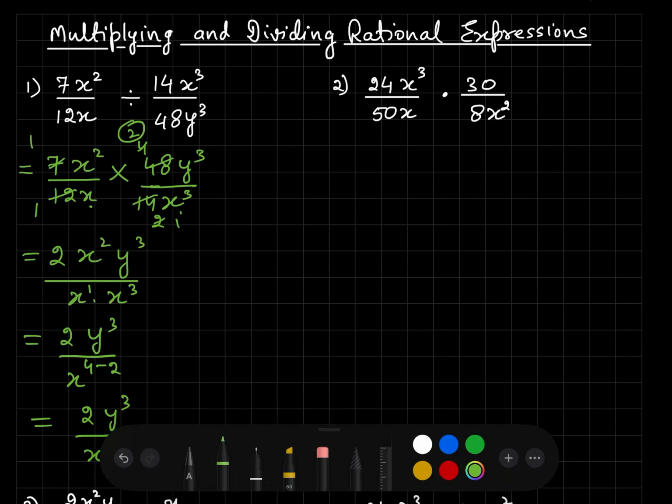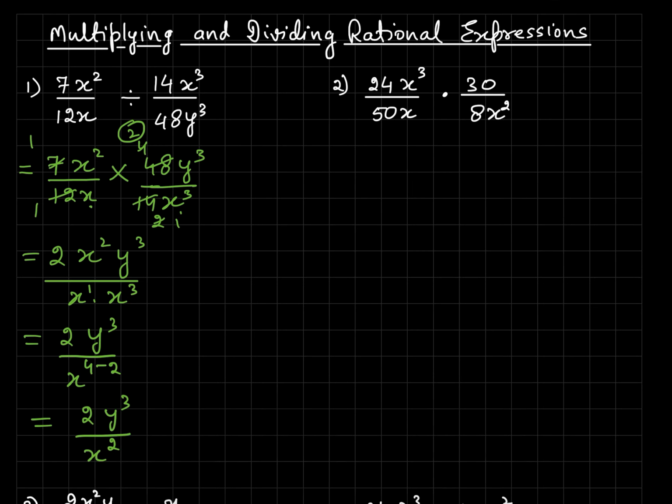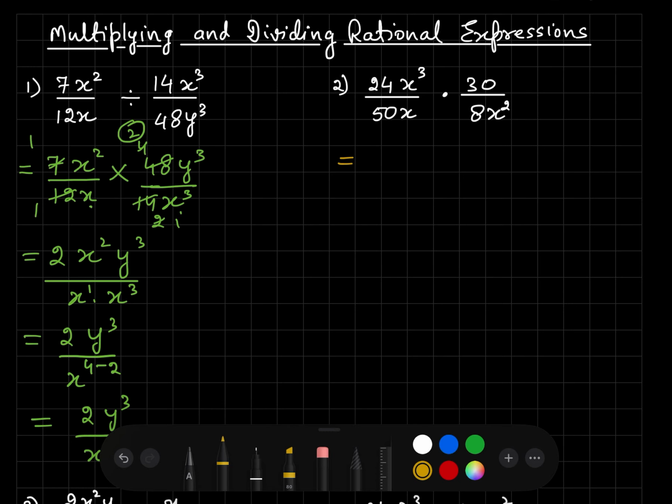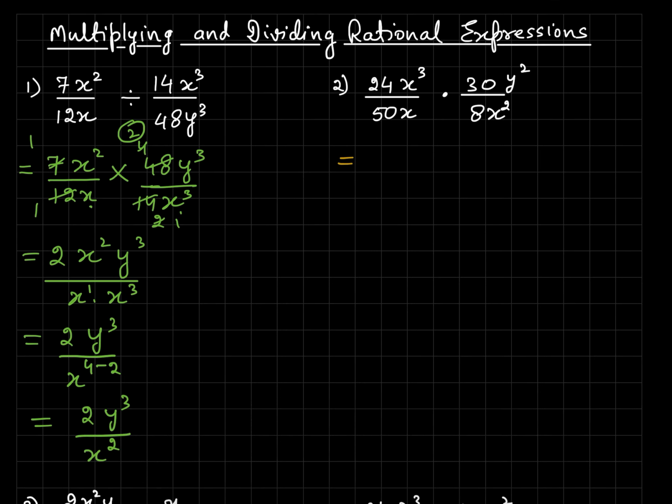Let us do the next one. Let us write here y squared. So this becomes our problem: 24x cubed over 50x, and the dot means multiply, 30y squared over 8x squared.